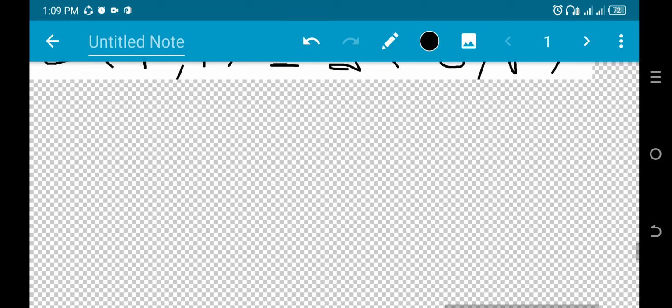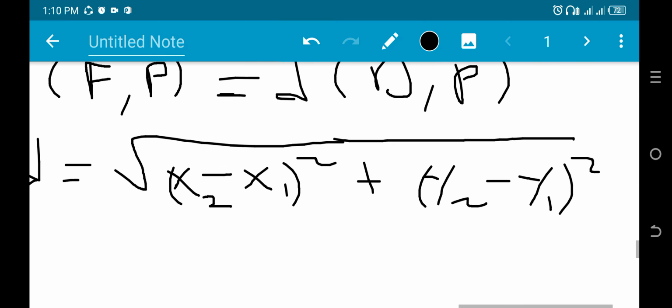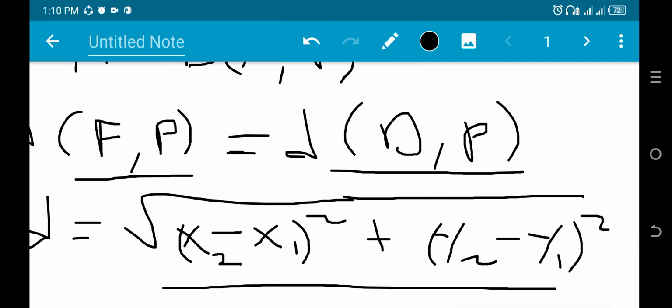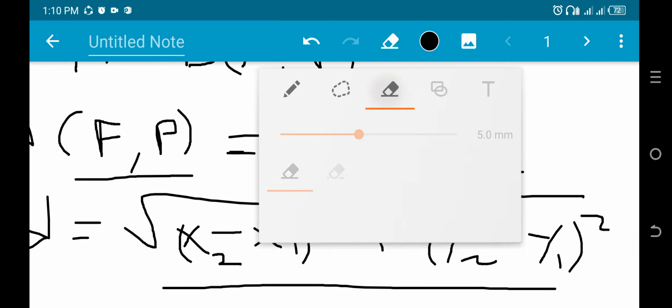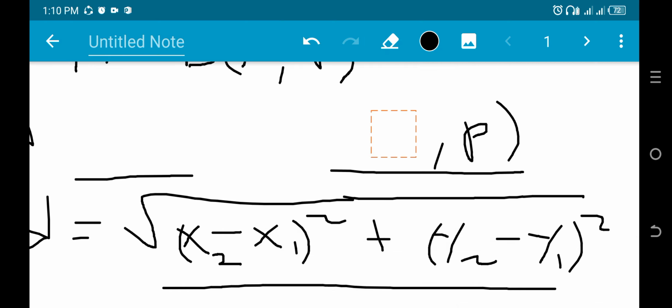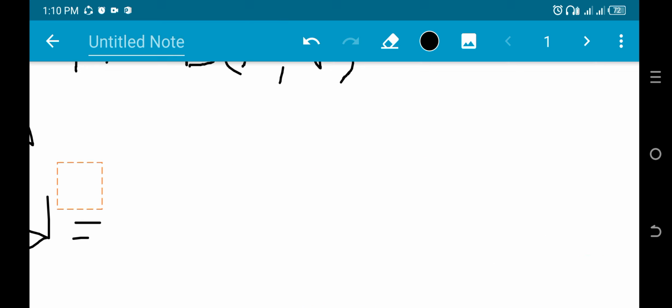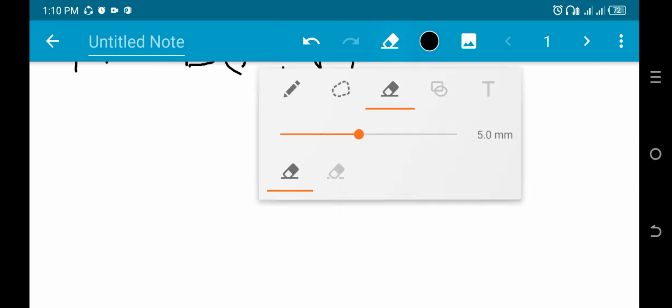We are going to apply the distance formula to both sides, for this part and for this part, since they are equal to each other. So we are going to use our coordinates to come up with this. Let's just clear up so that we get more space.